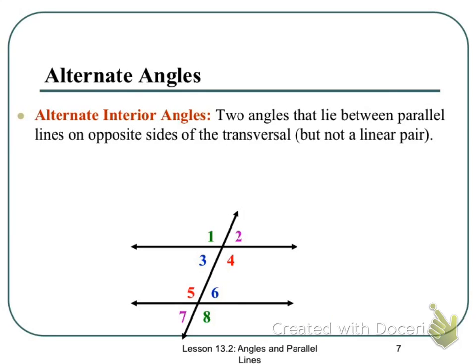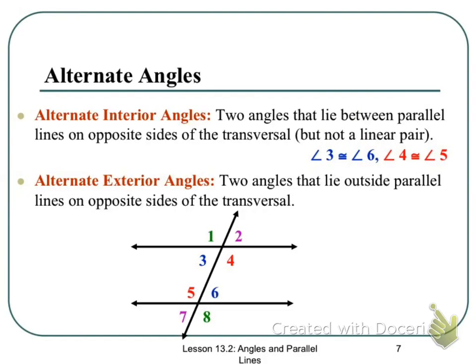The alternate interior angles, if the lines are parallel, are equal to each other. So 6 and 3 are equal to each other. 4 and 5 are equal to each other. They're congruent. The alternate exterior angles lie outside the parallel lines and on opposite sides of the transversal, and they too are equal to each other or congruent.